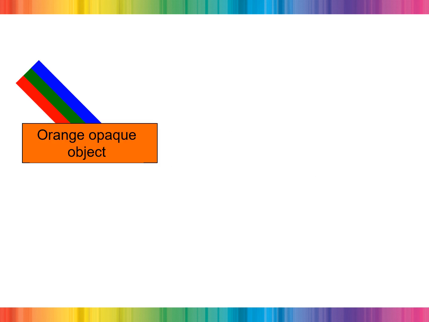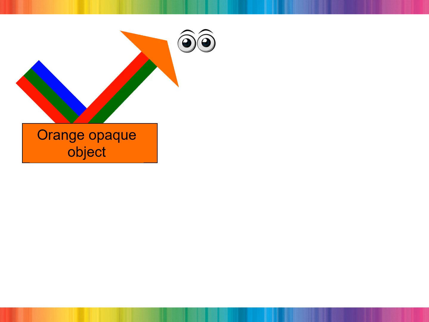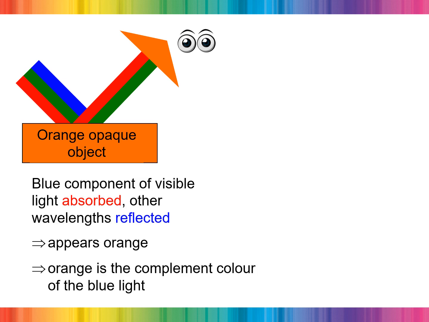How about an orange opaque object? Which means to us it will appear orange. Which means we are not receiving all the wavelengths of light from the white light that was incident onto the object. So what happens here? If you were to see an orange object, what happens essentially is that the blue component of visible light has been absorbed, and the other wavelengths have been reflected to us. The combination of those reflected wavelengths will be orange to our eyes.